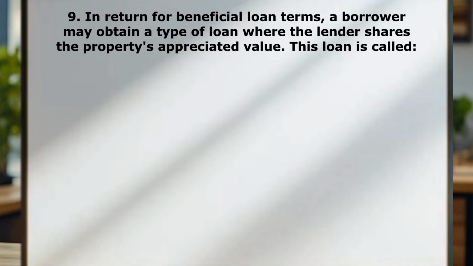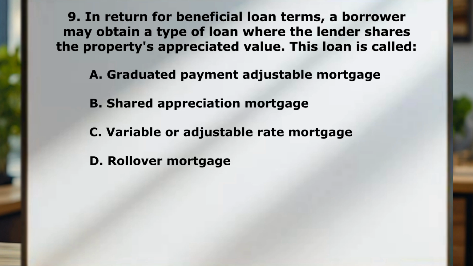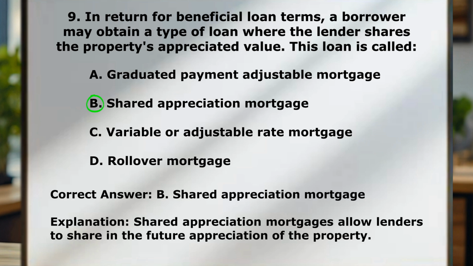Question number 9. In return for beneficial loan terms, a borrower may obtain a type of loan where the lender shares the property's appreciated value. This loan is called A. Graduated payment adjustable mortgage. B. Shared appreciation mortgage. C. Variable or adjustable rate mortgage. D. Rollover mortgage. Correct answer here is shared appreciation mortgage. So shared appreciation mortgages allow lenders to share in the future appreciation of the property.